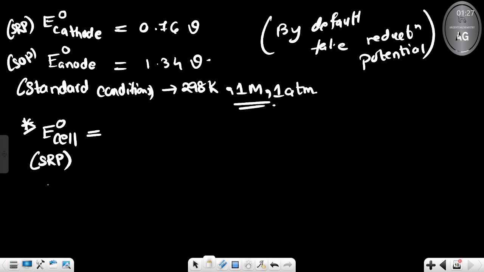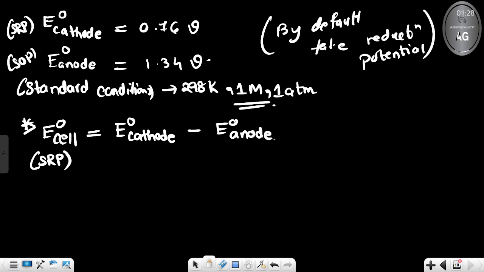So again, you have to ensure that both the values are in SRP state only. Like this one is basically in SOP state. But you have to see from the question whether it is given in SOP state or in SRP state. The moment you do some questions you will understand. So E0 cell always has to be E0 cathode minus E0 anode.